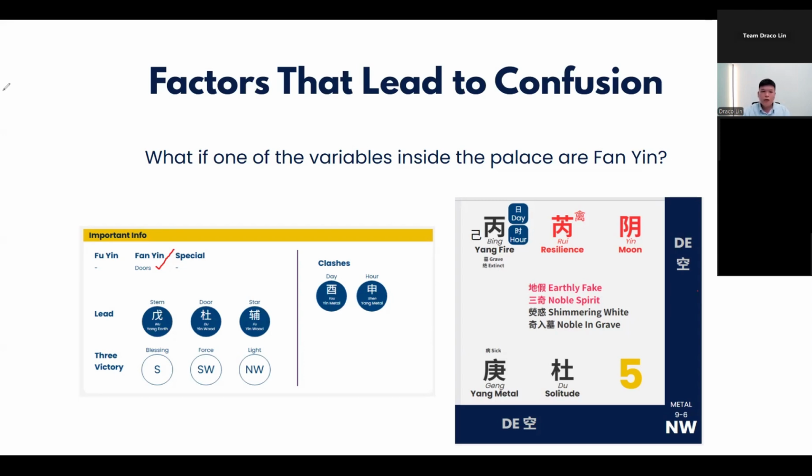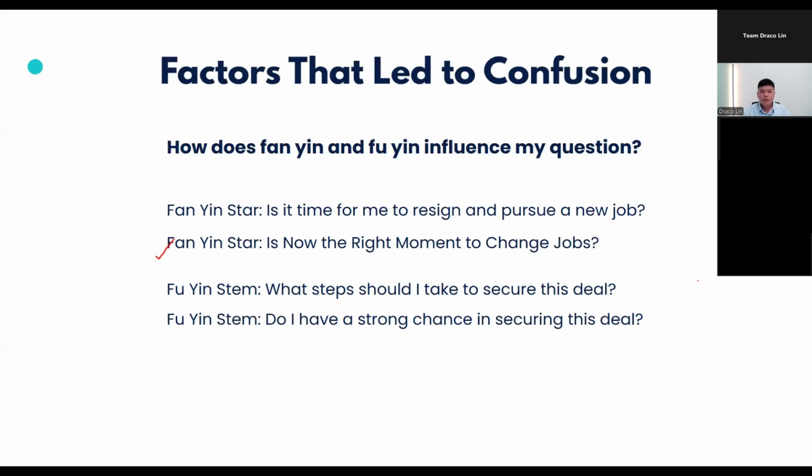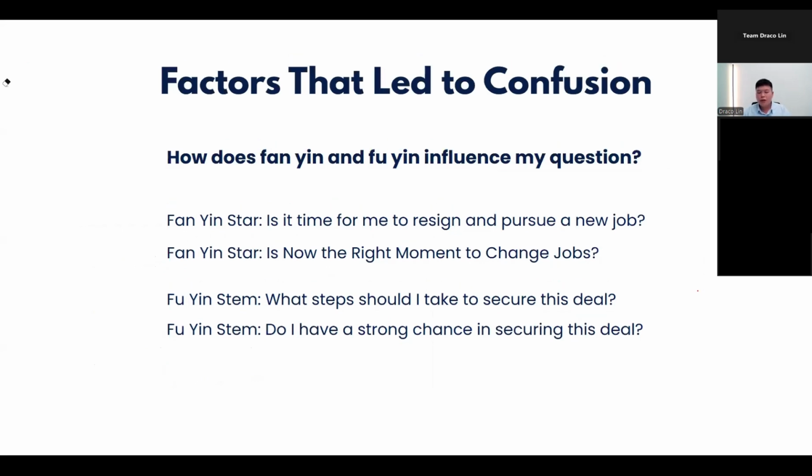The third one is a question. I need you to read this question together with me. How do the Funding and Fu-Yin influence my question? Let's look into the first two questions first, this one and this one, both having Funding stars. The first question, let's say that's my question: is it time for me to resign and pursue a new job?